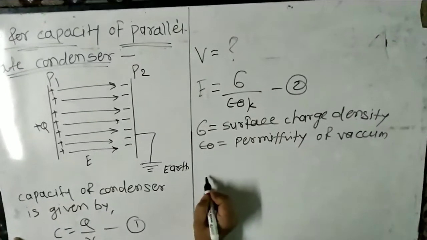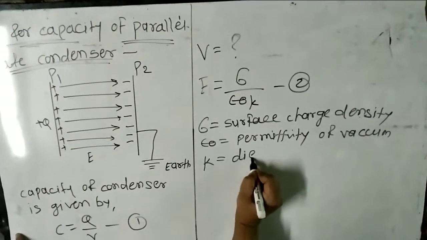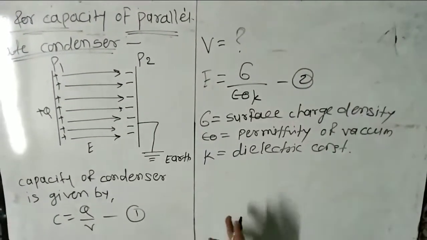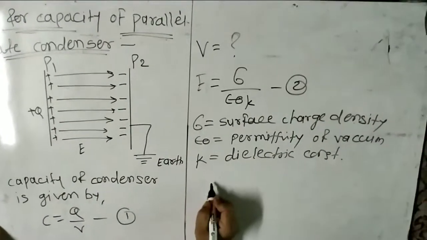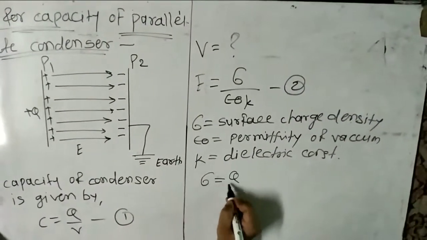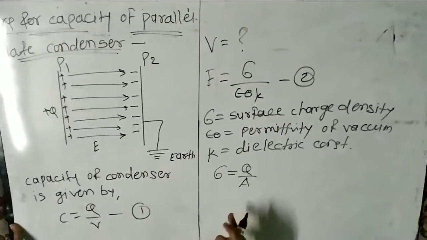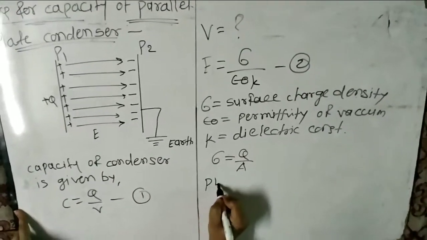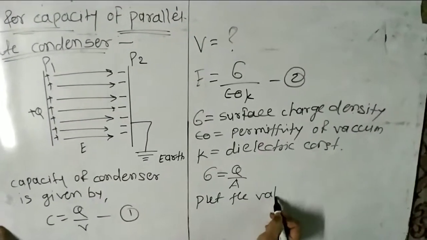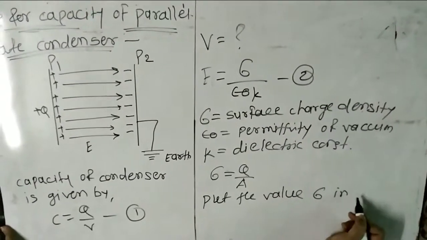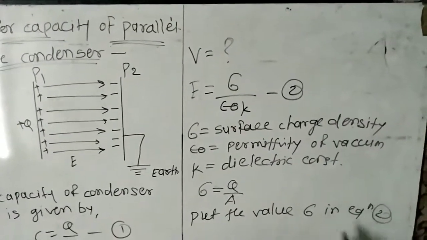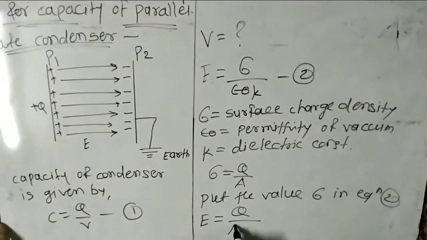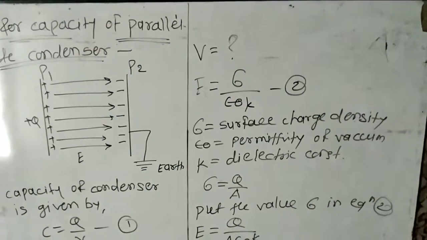And K means dielectric constant. Now surface charge density, that is sigma, is equal to Q by A. This is the formula. Putting the value of sigma in equation second, so E equals Q upon A epsilon 0 K.